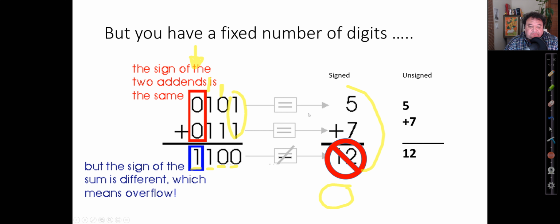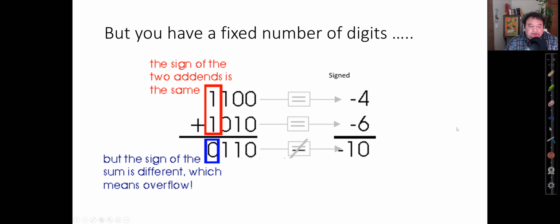Obviously, if these were unsigned numbers, so we didn't use the first binary digit as a sign, we would have a proper addition, 5 plus 7 equals 12. And so here we can start seeing how things can go wrong in this space.